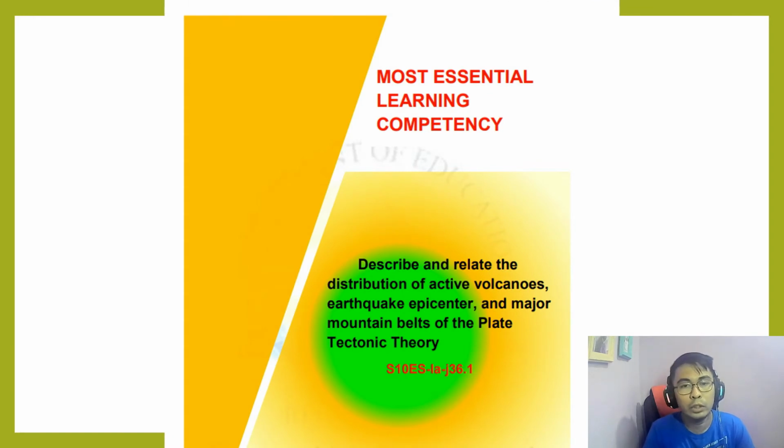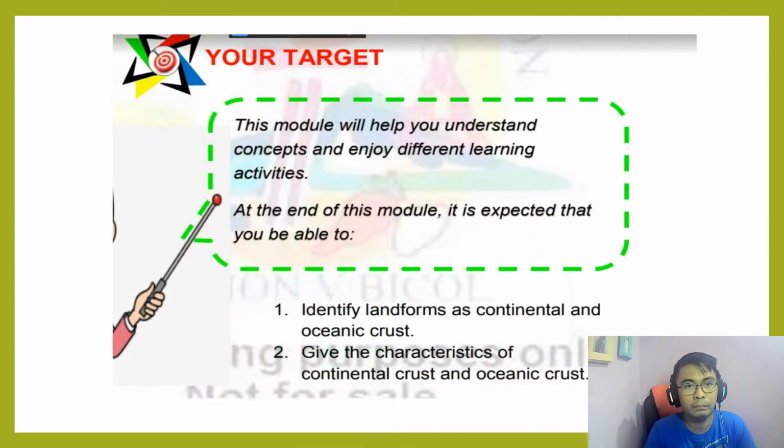For our most essential learning competency, you are to describe and relate the distribution of active volcanoes, earthquake epicenters, and major mountain belts to the plate tectonic theory. Specifically, our learning objectives for this module are for you to identify the landforms as continental and oceanic crust, and second, to give the characteristics of continental crust and oceanic crust.